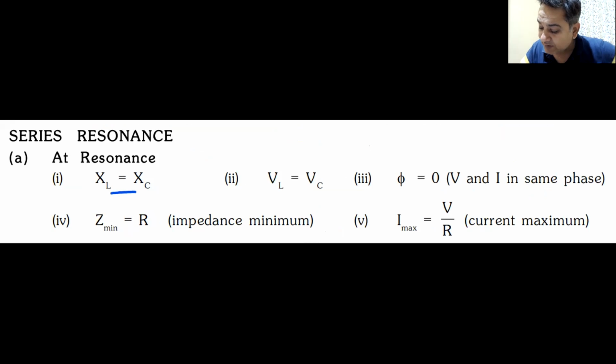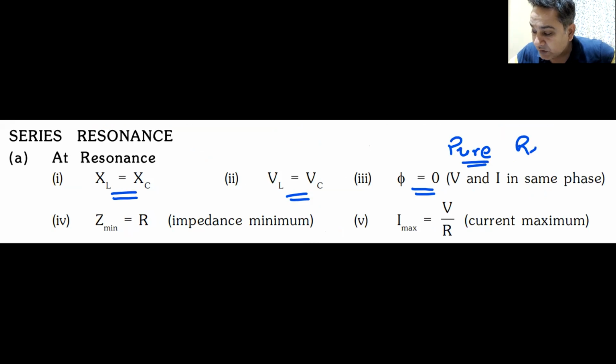At resonance, XL is equal to XC, point number 1. VL is equal to VC, point number 2. Both are the same thing. Current and voltage are in the same phase, so this circuit behaves as a pure resistive circuit.